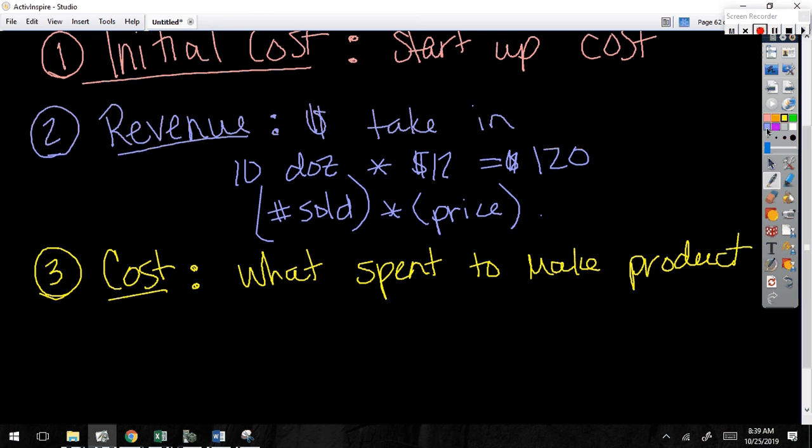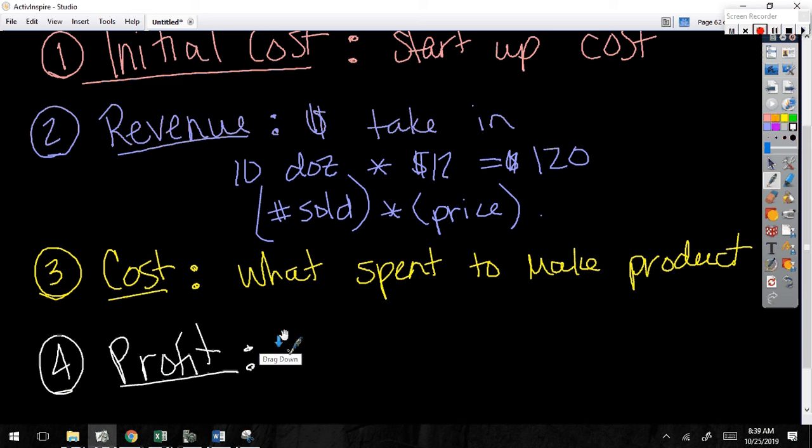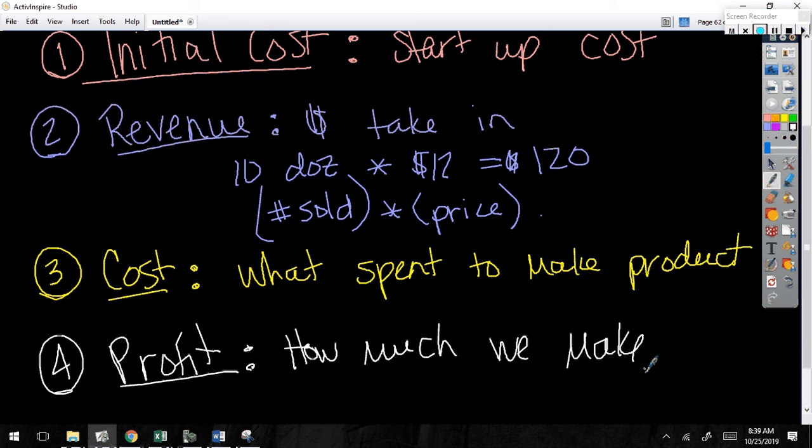So that's our very last thing you need to know, the profit, which is what everybody wants to know, right? That's our bring home money. That's how much we make. So to find the profit, I take the revenue and I subtract out the cost. Whatever it costs me to make it, I subtract that out. So let's look at an example.